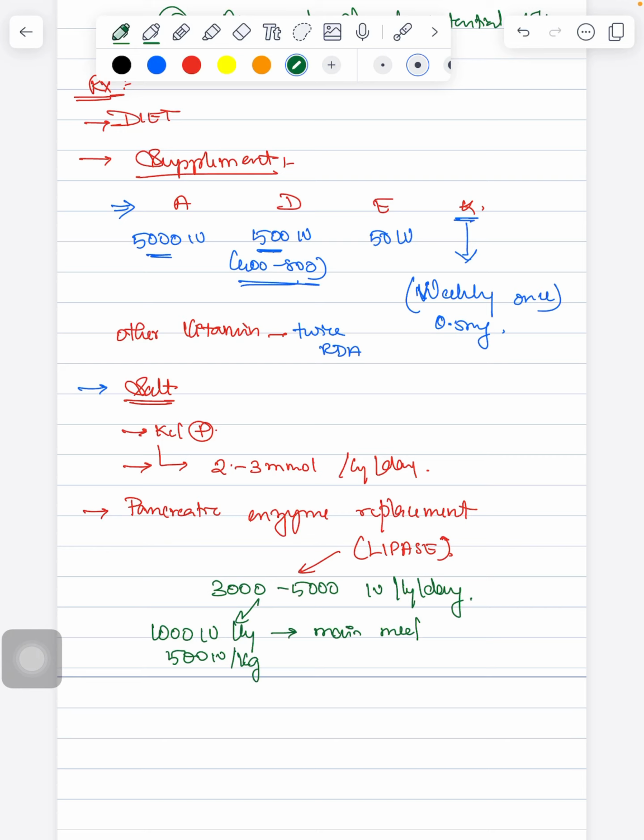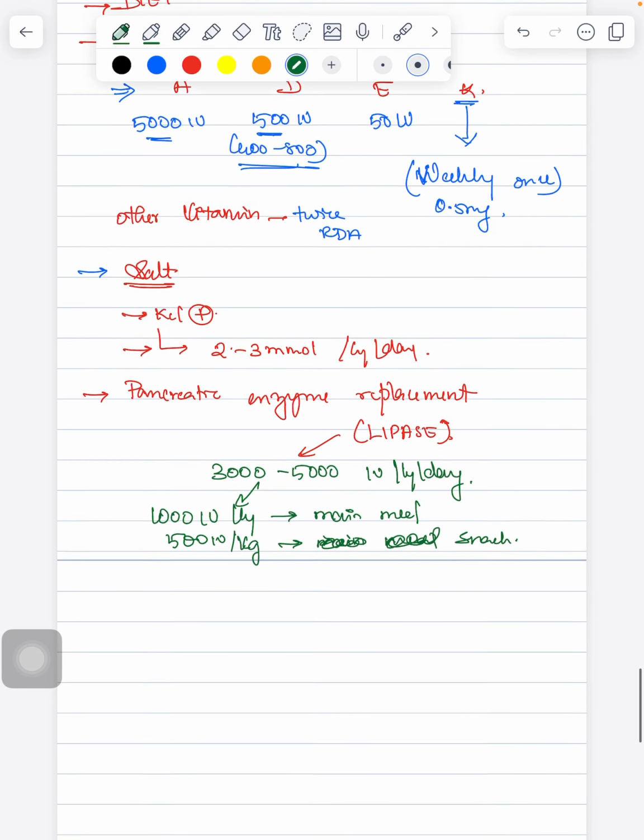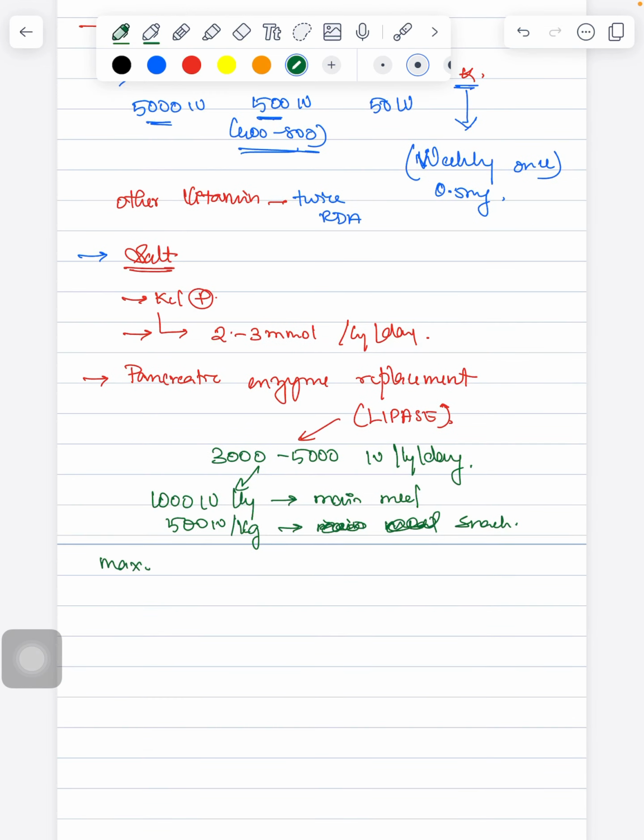The 500 international units per kg is for your snack, not the main meal. The maximum dose of this pancreatic enzyme will be 10,000 international units per kg per day. Okay, that will be your maximum dose.